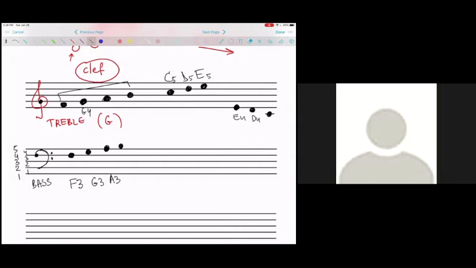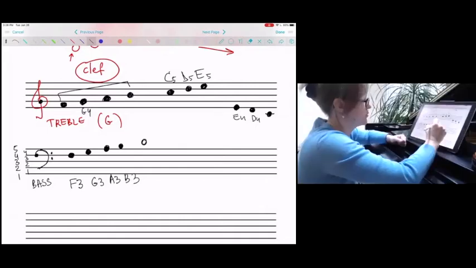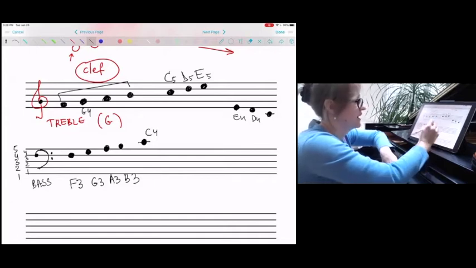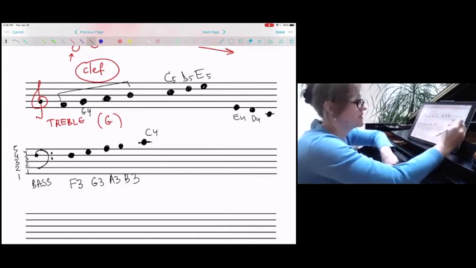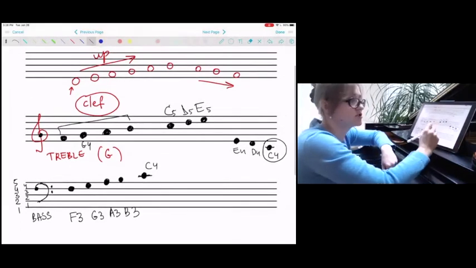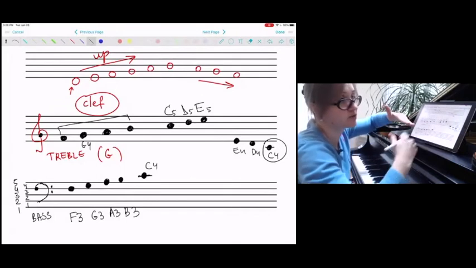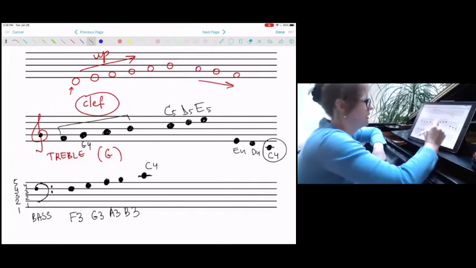A3 and B3. And then eventually we're actually getting to C4. And look, in order to write C4, I had to use an additional line, the same way I had to use an additional line over here. So these additional lines help us write more notes above the 5 lines or below the 5 lines. And they are called ledger lines.